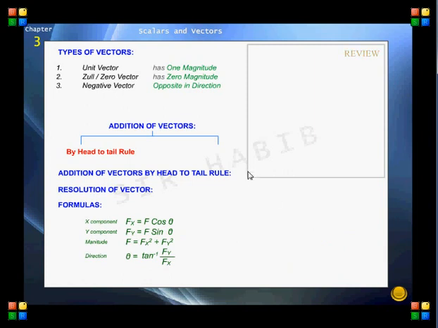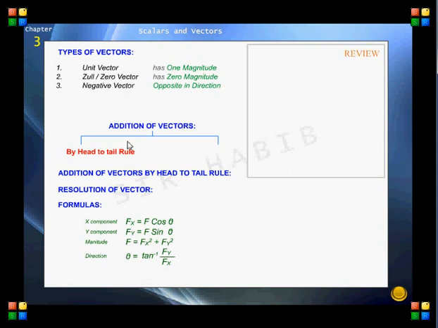As a review, we discussed today types of vectors. Number one, unit vectors: those vectors which have one magnitude are called unit vectors. Those vectors which have zero magnitude are called null or zero vectors. And those vectors which have the same magnitude, same unit but opposite in direction are called negative vectors.